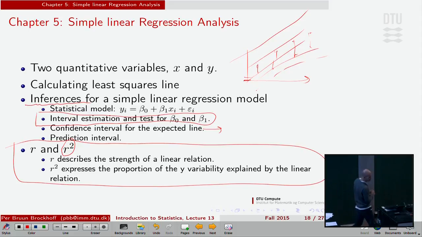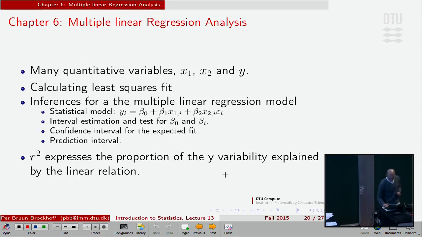It has a nice interpretation, namely the proportion of the y differences or y variability, which is explained by x. For instance, if everything is explained by x exactly on the line, never happens in real life, but if it was exactly on the line, the correlation coefficient would be 1, so 100% of what goes on in y is explained by x. If there's a large variability, not so much, right? Nice interpretation. Then we took it on to multiple regression.